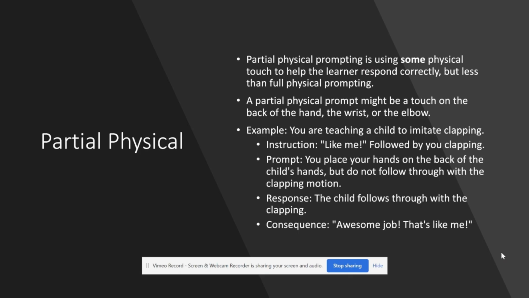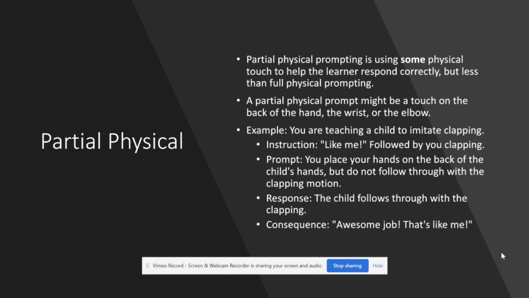Alright, the next type of prompting we're going to discuss is partial physical. Partial physical prompting is using some physical touch to help the learner respond correctly, but less than full physical prompting. A partial physical prompt might be a touch on the back of the hand, or on the wrist, or the elbow.